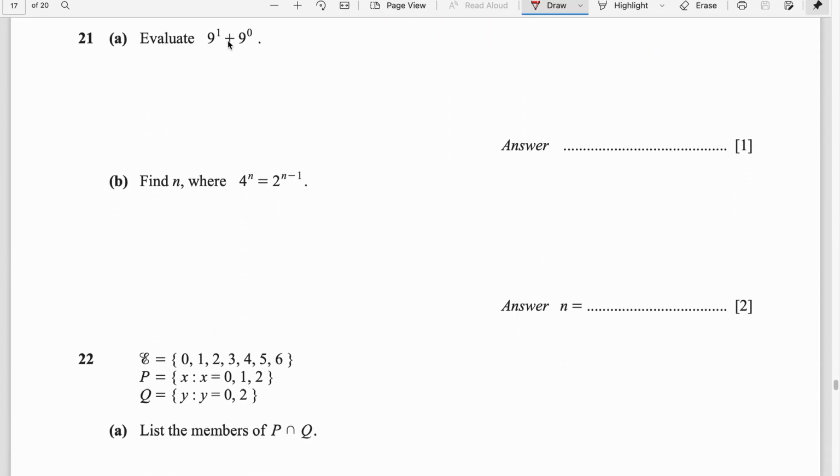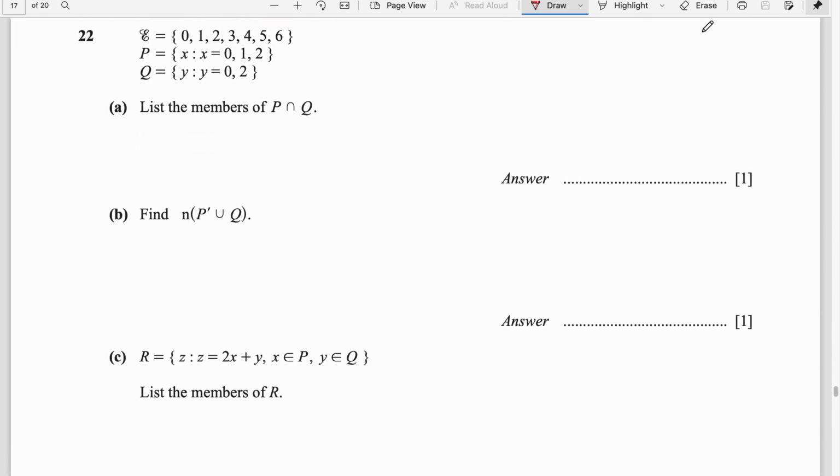Question 21. Evaluate. 9 plus 1 is 10. Find n where 4 is to the power n, and this, so making it 2 squared becomes 2n. Comparing powers on both sides, 2n is equal to n minus 1, 2n minus n is equal to minus 1, so n is equal to minus 1.